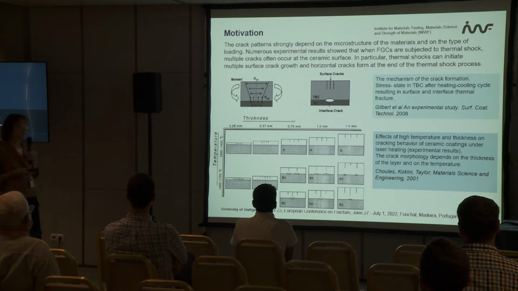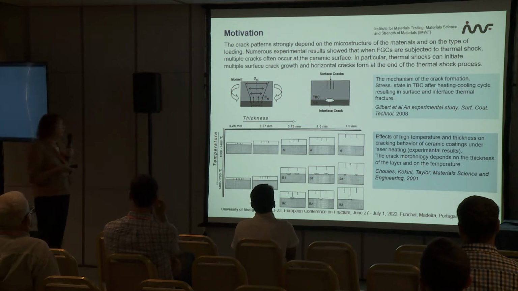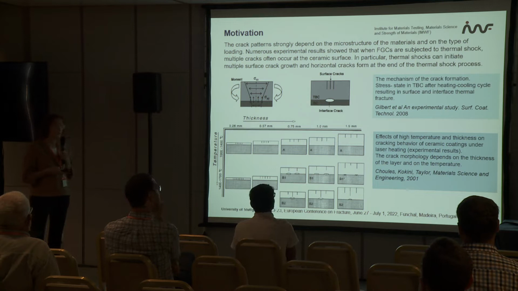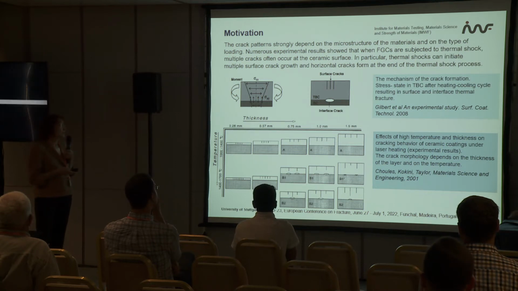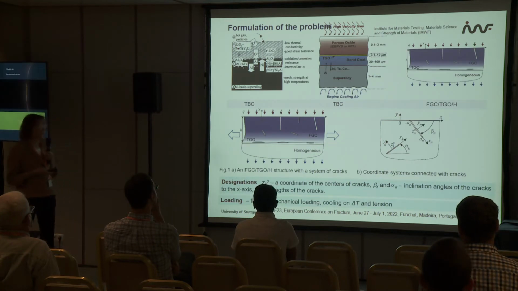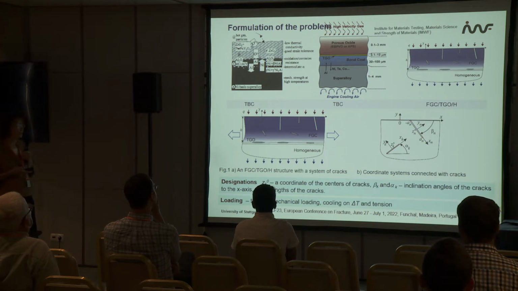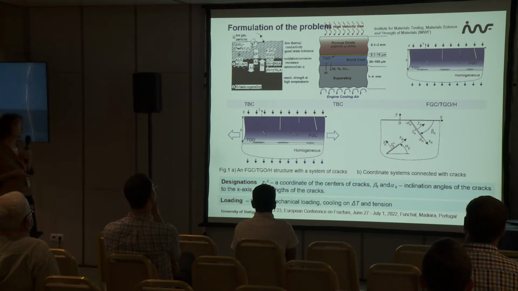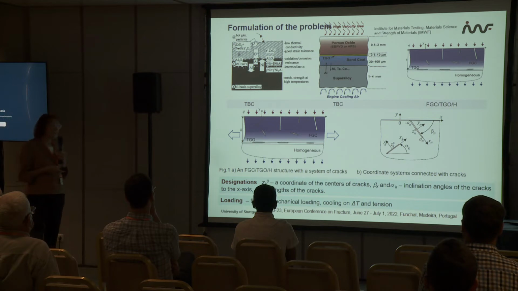Here is presented the mechanism of crack formation, some typical crack systems which arise in these coatings, and the formulation. How can we formulate our problem? We consider a thermal barrier coating as a functionally graded coating on a homogeneous substrate, and between them a thermally grown oxide can also be considered, and a system of cracks presented in the functionally graded coating.